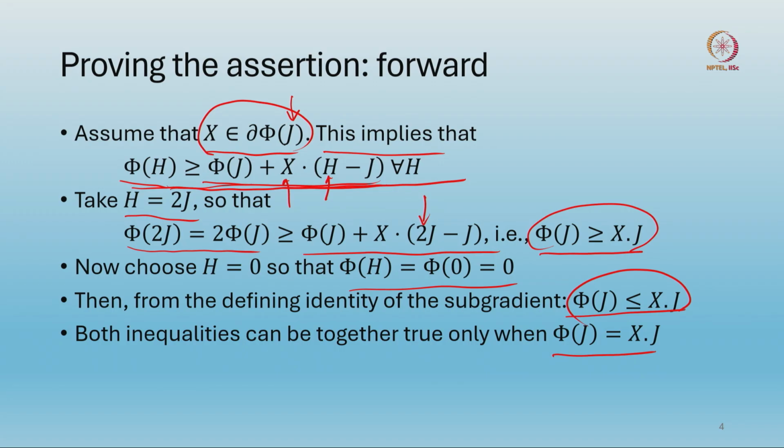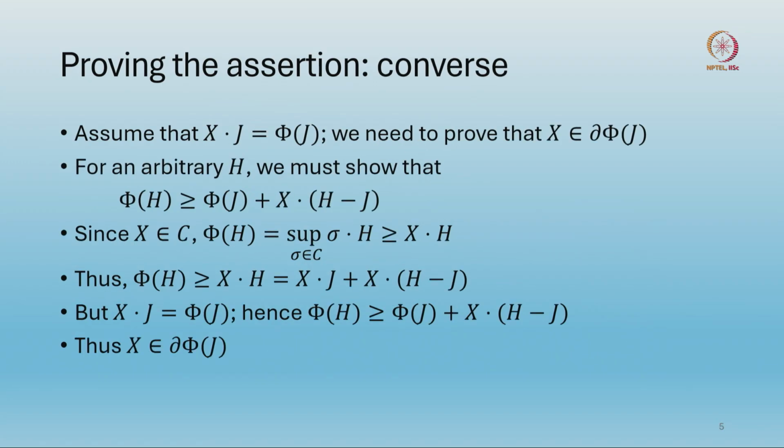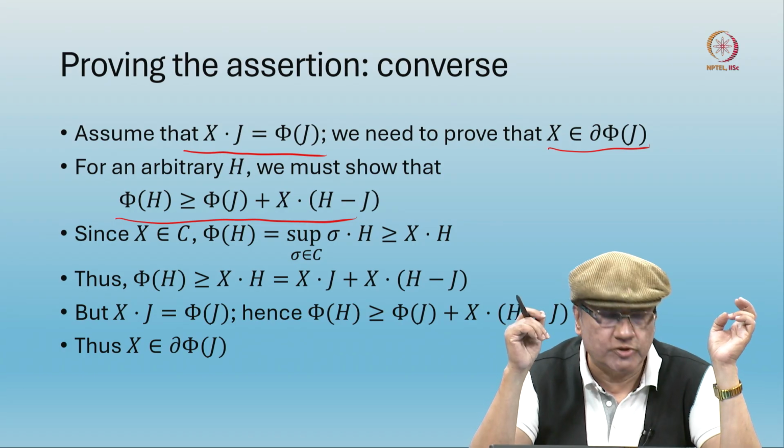Now, I need to show the assertion to be valid in the opposite, converse direction. So, for that let us start from the opposite side, that is, let us assume that x inner product j is phi j. We need to show that if that is true, then x belongs to del phi j. Because if x has to belong to del phi j, then it has to satisfy the definition of the subdifferential. So, let us put the definition. For any arbitrary h, we must have this inequality, the usual definition of the subdifferential.